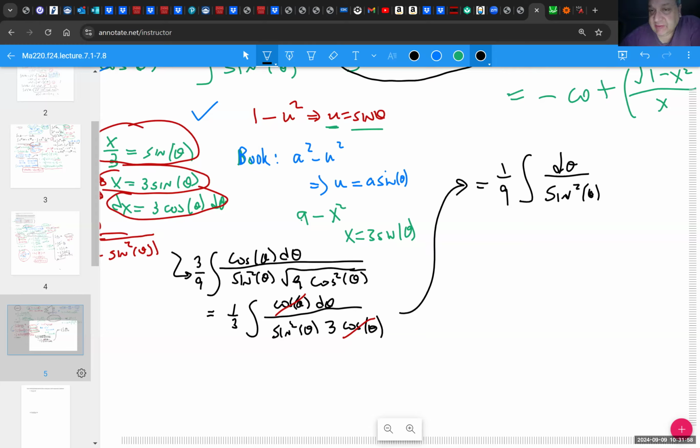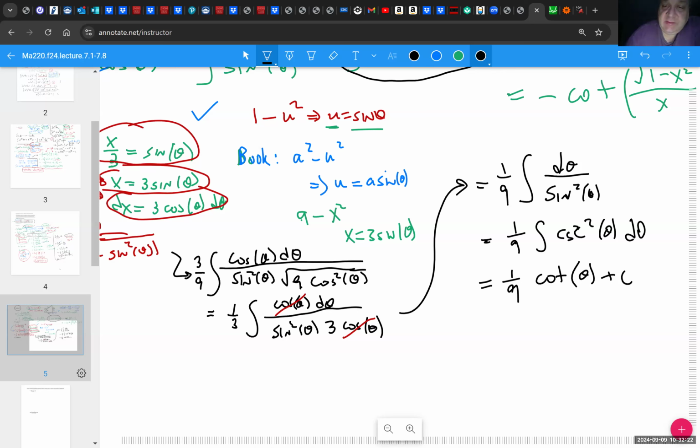So we end up with an extra 1/9 on the outside, but we still end up with the antiderivative: 1 over sine squared is cosecant squared. And the antiderivative of cosecant squared is cotangent. And then we have to use our triangle to go back. We have to be real careful about using the substitution that we have.